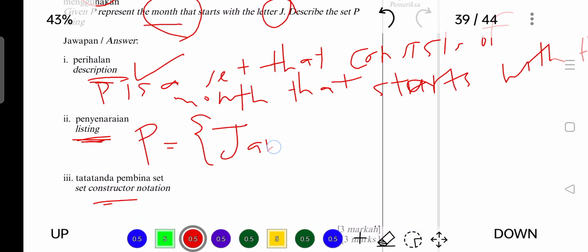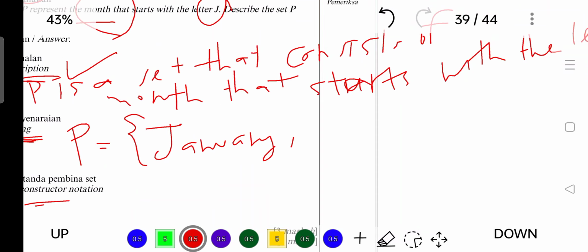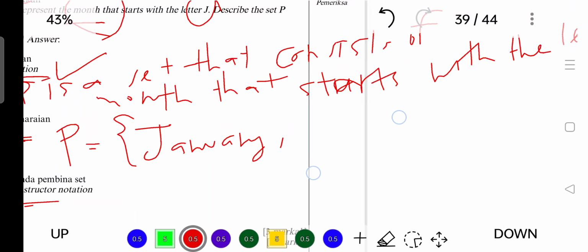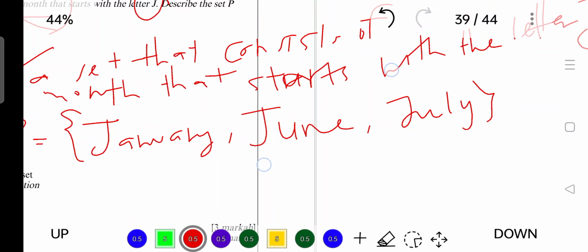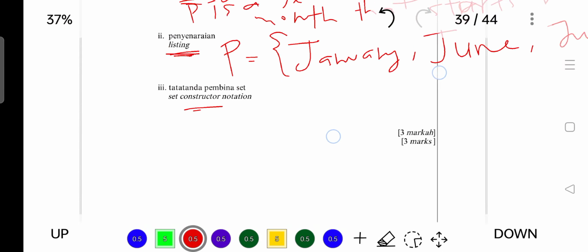We have January. If you're answering in English, make sure your spelling is correct. If you're answering in Bahasa Melayu, then make sure your answer is correct as well. Don't mix both. If one of it is wrongly spelled, you will not get the full marks. Then it's June and July. Done. Open and close the curly braces.